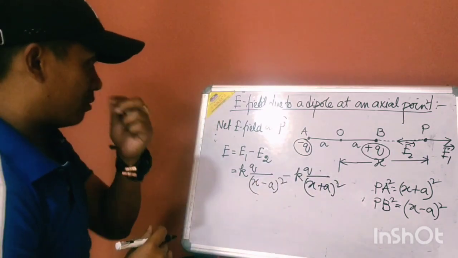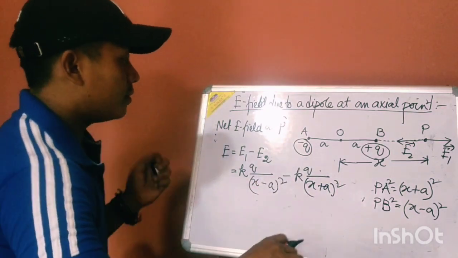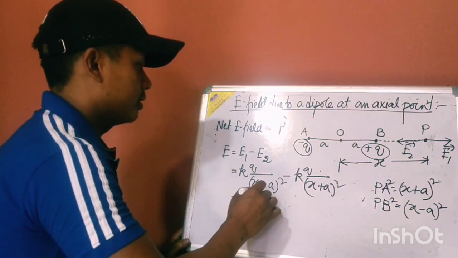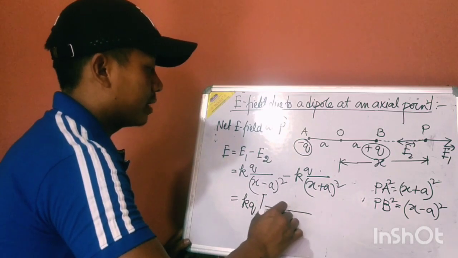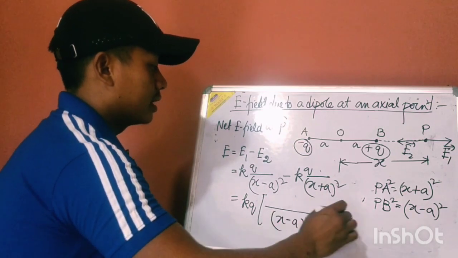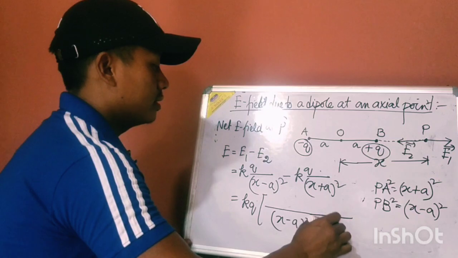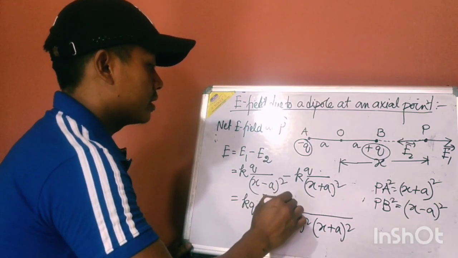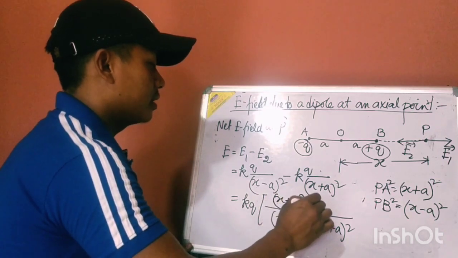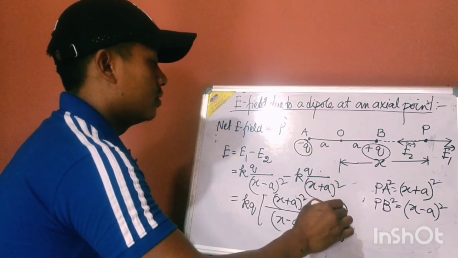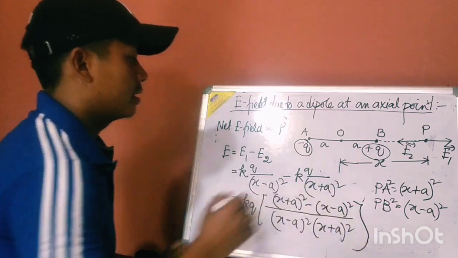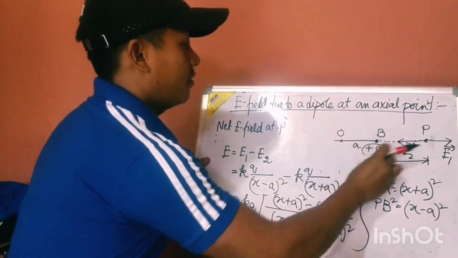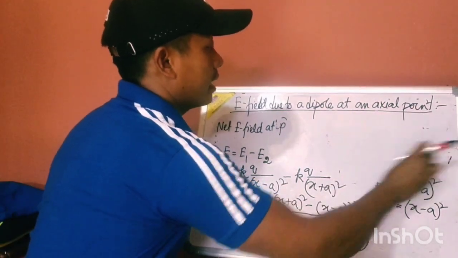Then take K Q common, and the denominator should be x minus a whole square times x plus a whole square. Then take the LCM, subtract the terms: x plus a whole square minus x minus a whole square. Common log to LCM, subtraction. Then simplify it.